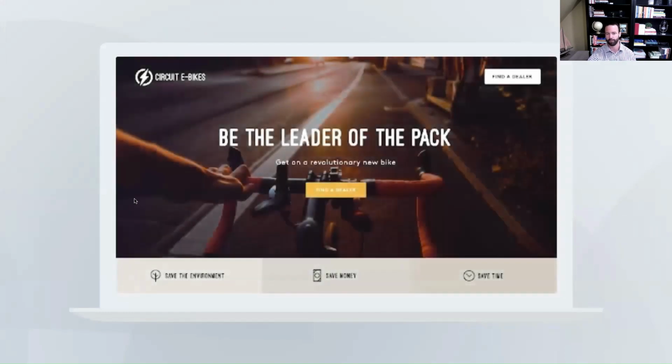It's called Circuit e-bikes. So first thing you notice, everyone always starts reading in the top left. Now, unless we grew up reading in Hebrew or Arabic or some other Semitic language, we would start on the top right, but we don't. We're starting in the top left. So already I know, who are you? What do you do? Circuit e-bikes. Okay, that's who you are.